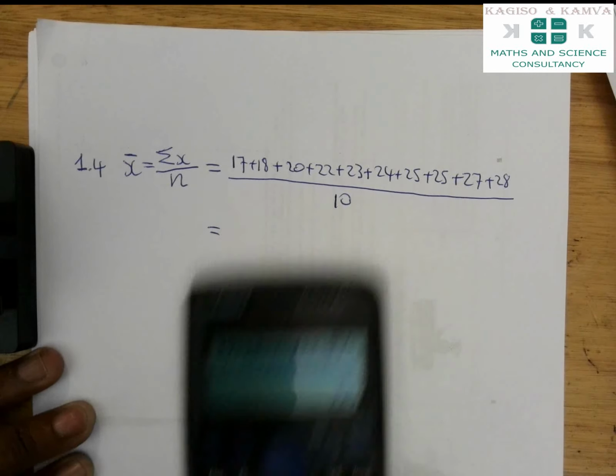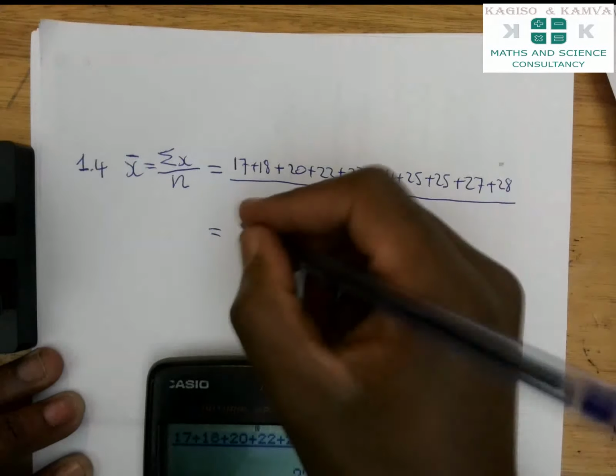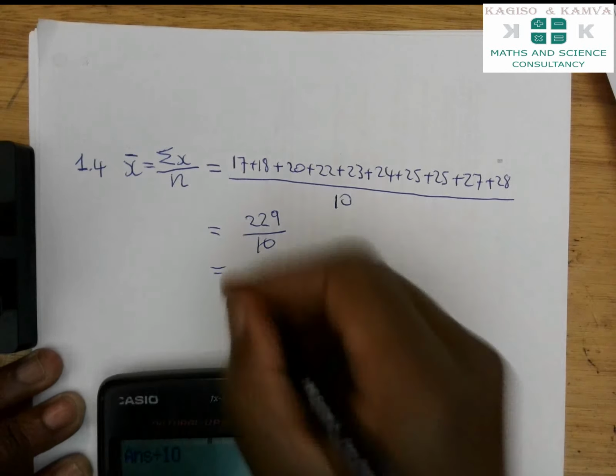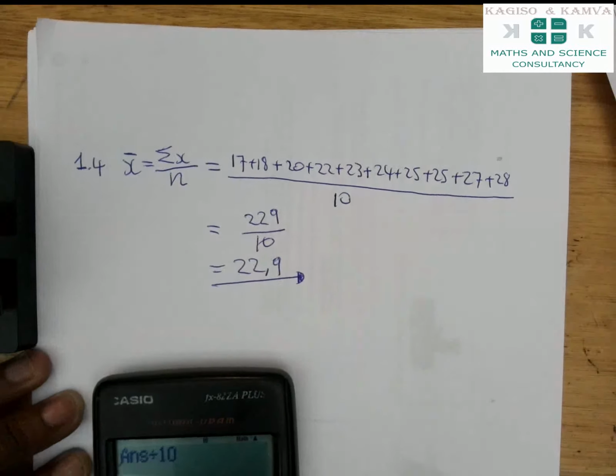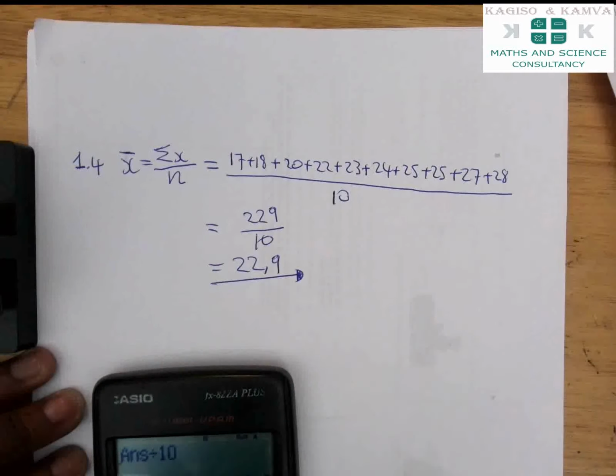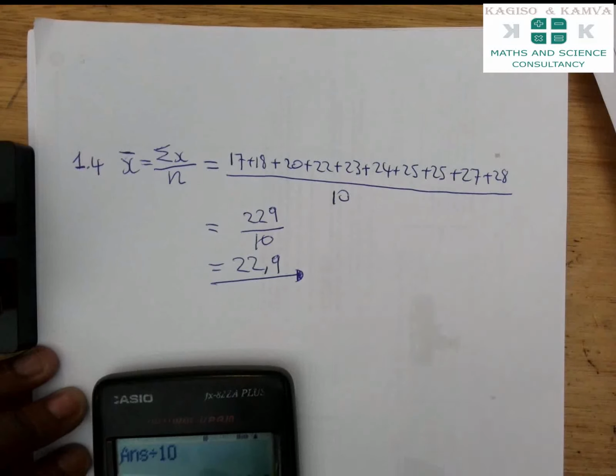Let me get the sum before. This is 229 divided by 10. The answer will be 22.9. So this is going to be the average. The average temperature. Don't forget, the mean is also the average temperature.